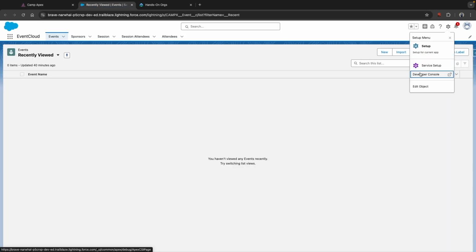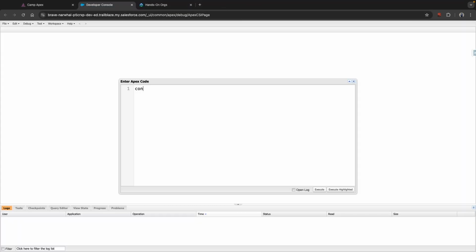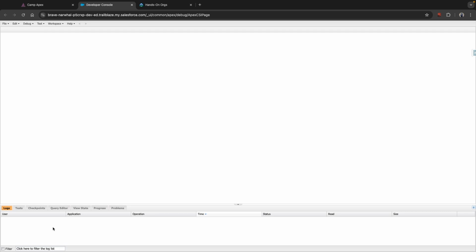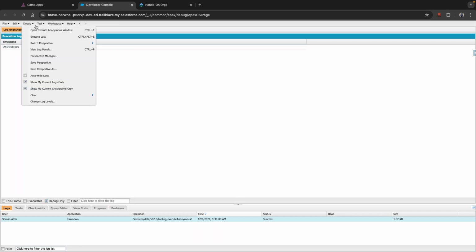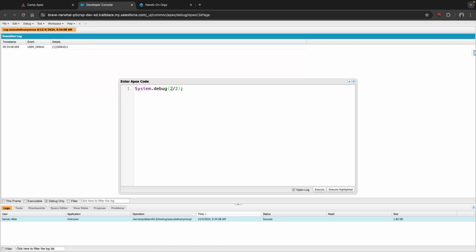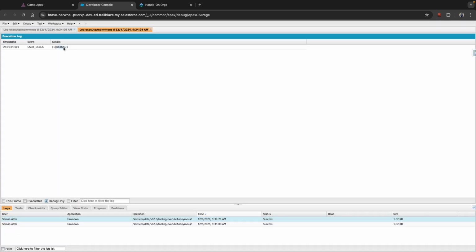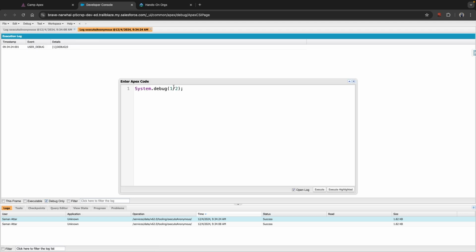If I went to the developer console and I just did a simple System.debug and I divided 2 by 2, I should get 1. That's fine. That's expected. If I ran another test where I divided, let's say 1 divided by 2, I'm expecting to get a half. Let's see if that happens. No, I get 0. It looks like it rounded it down. And again, if I do something else like 5 divided by 2, I should get 2.5, but let's see what I get. Nope, I get 2.